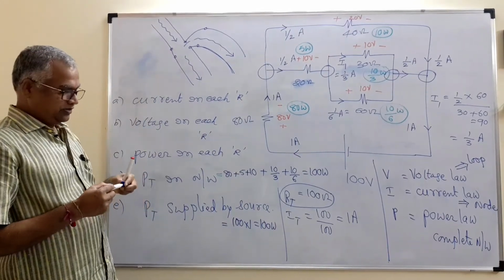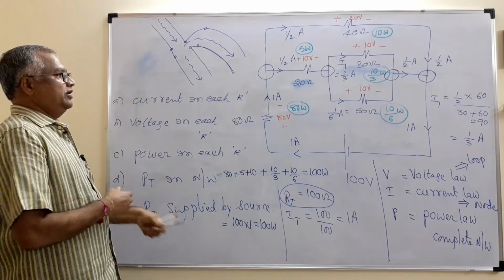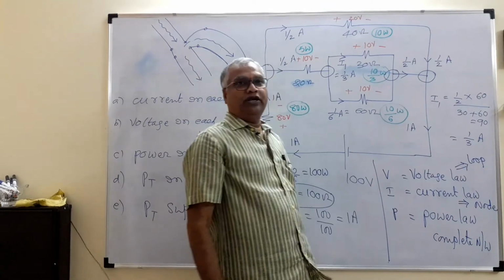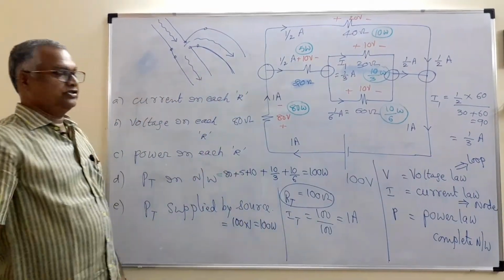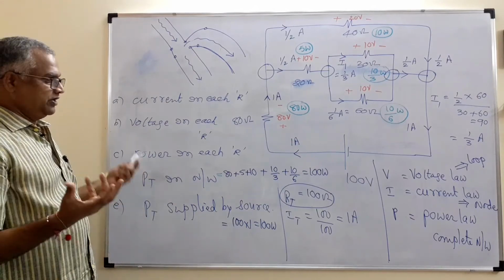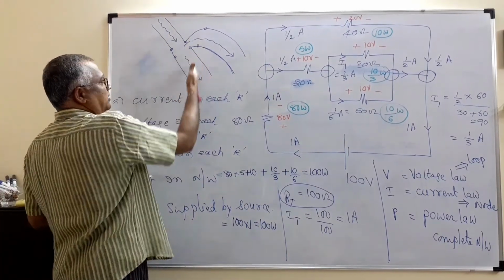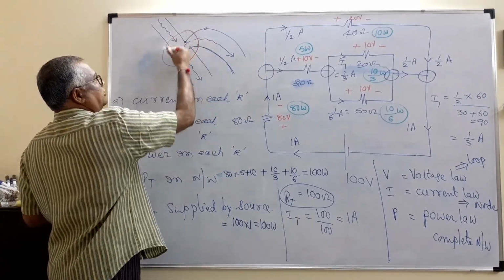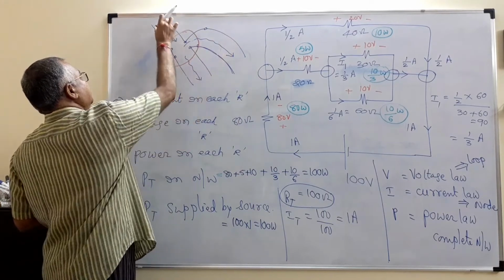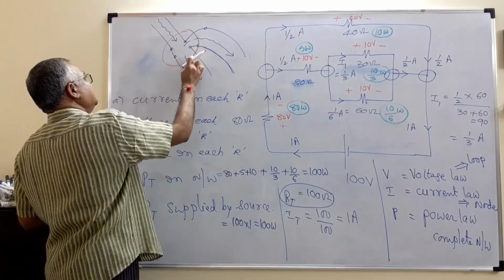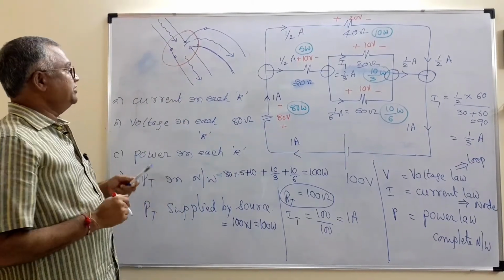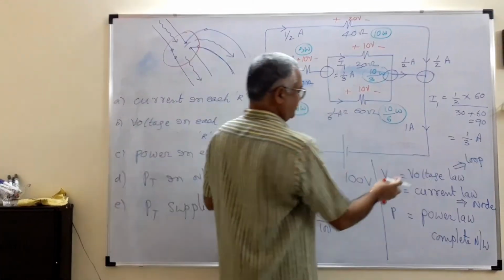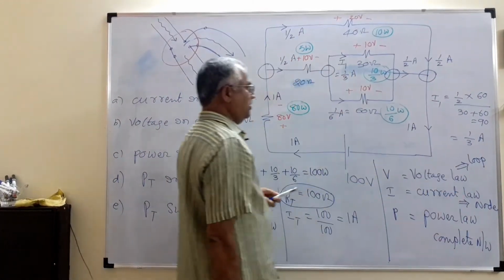Every plumber knows this. Every farmer knows this. Every beggar knows this. This is the beauty of current law. Who invented this first? Kirchhoff. Kirchhoff current law. So we can understand Kirchhoff current law with the help of this water concept. This is like a node. All three pipelines are joined here, that is a junction point, a connecting point. So we apply current law at this point only. That's how you understand voltage law, current law and power law.